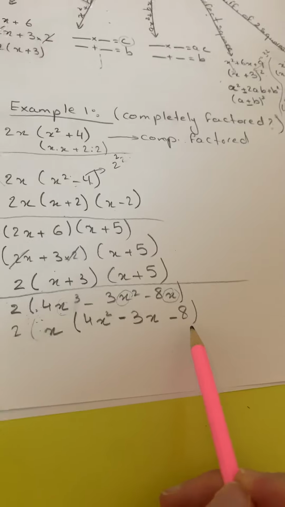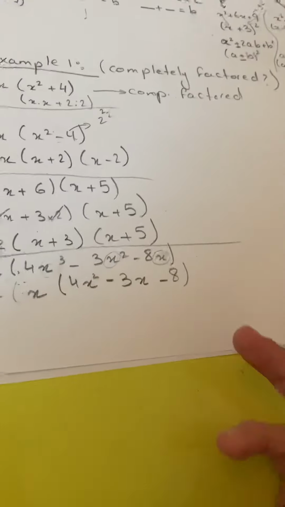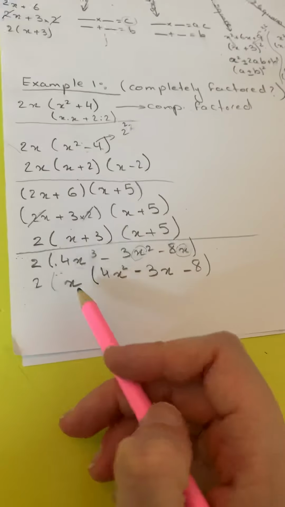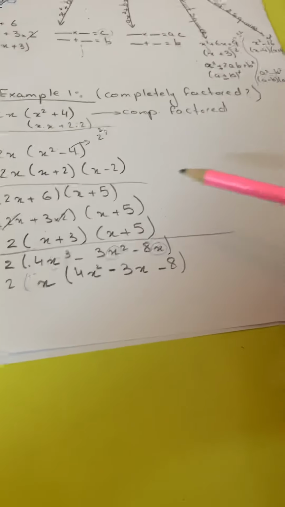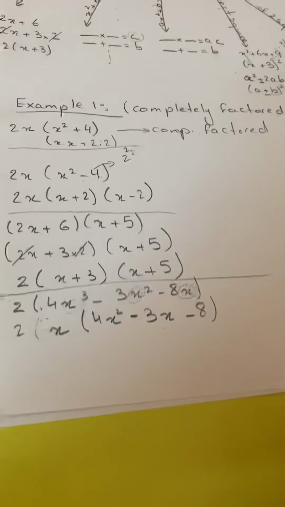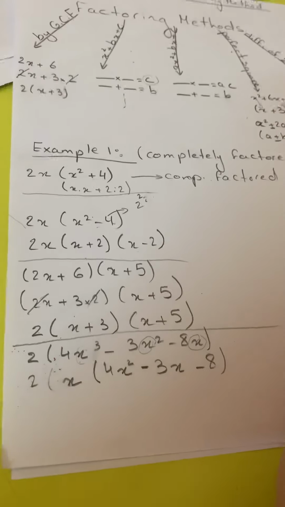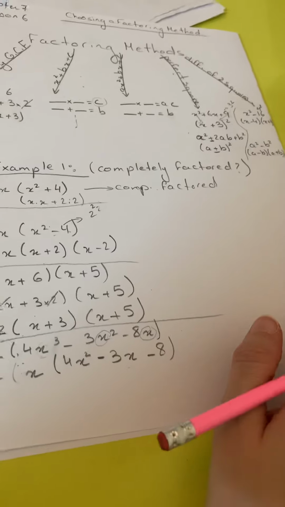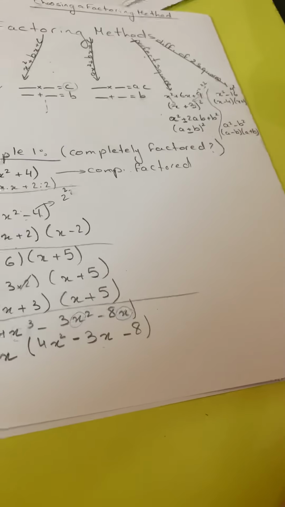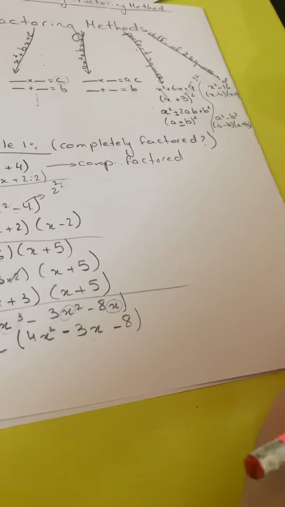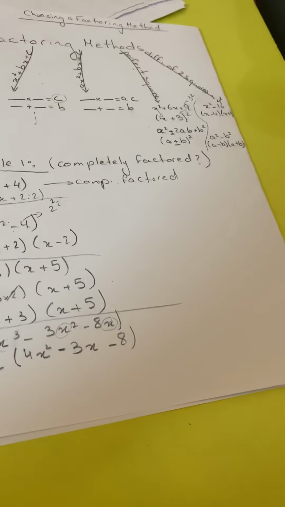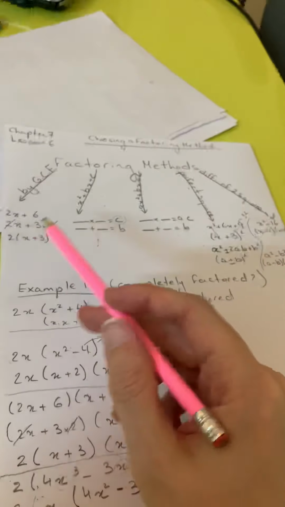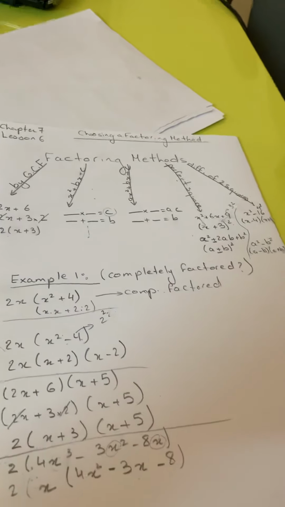This one, can I factor it more? Do I have any common? No. So was it completely factored? No, it wasn't. And this is how you continue factoring it. So simply, this is example 1. You just have to say if it is completely factored or no. And if no, you have to continue factoring it using these methods that you can see here.